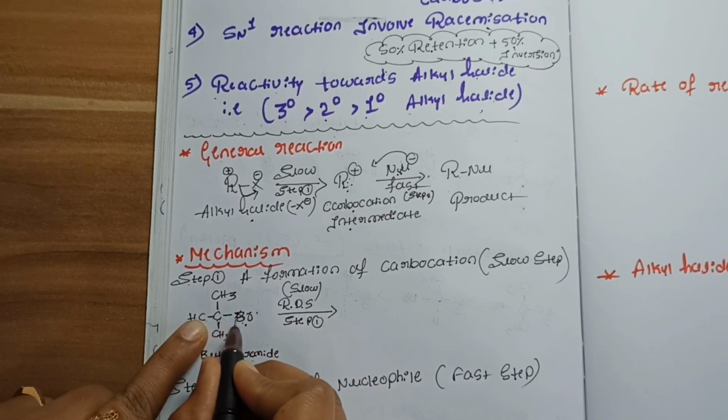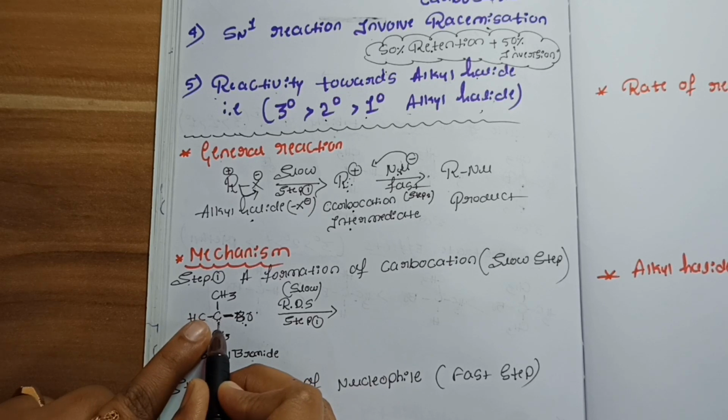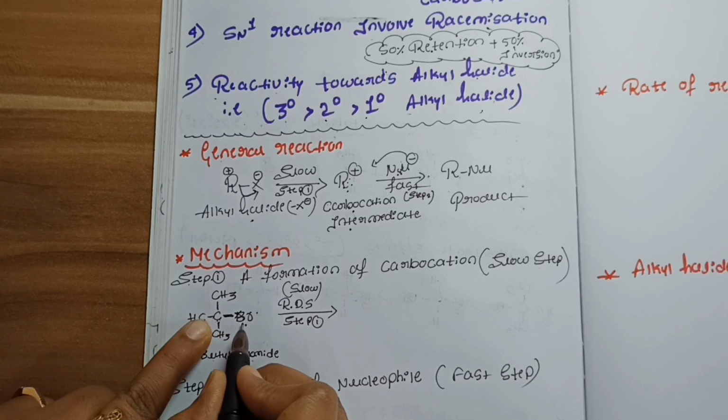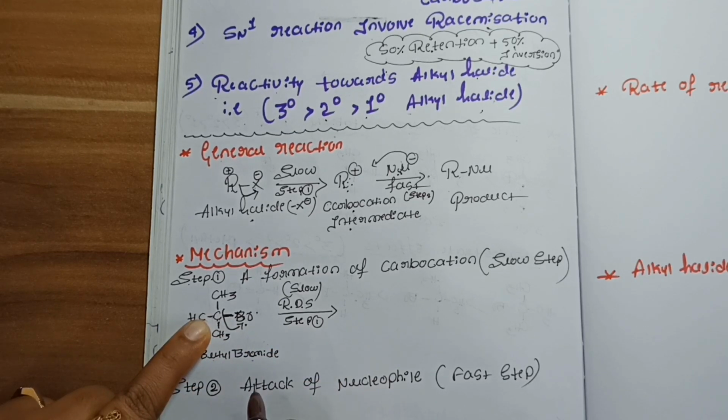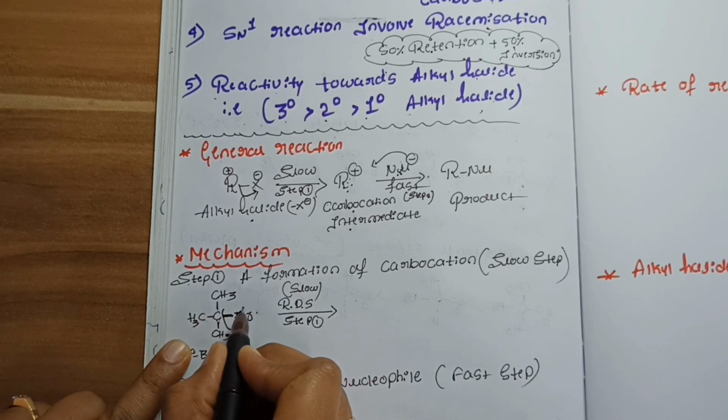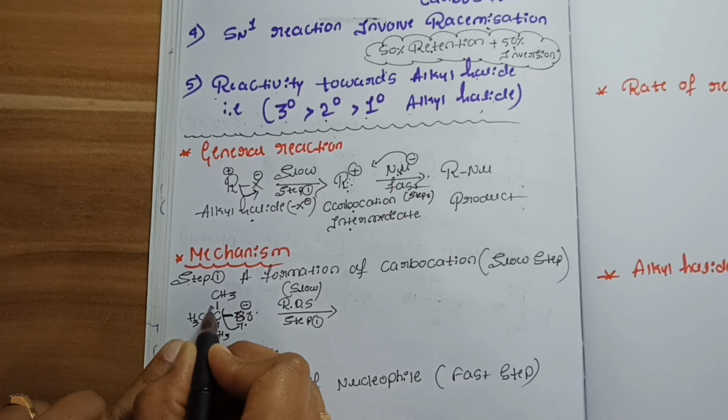Now between carbon and bromine there is a bond and this bond is weak. Why? Because the electronegativity difference between carbon and bromine is maximum, and bromine wants to take 2 electrons towards itself. If it takes 2 electrons towards itself, then Br will get a minus sign and this carbon will get a plus sign.